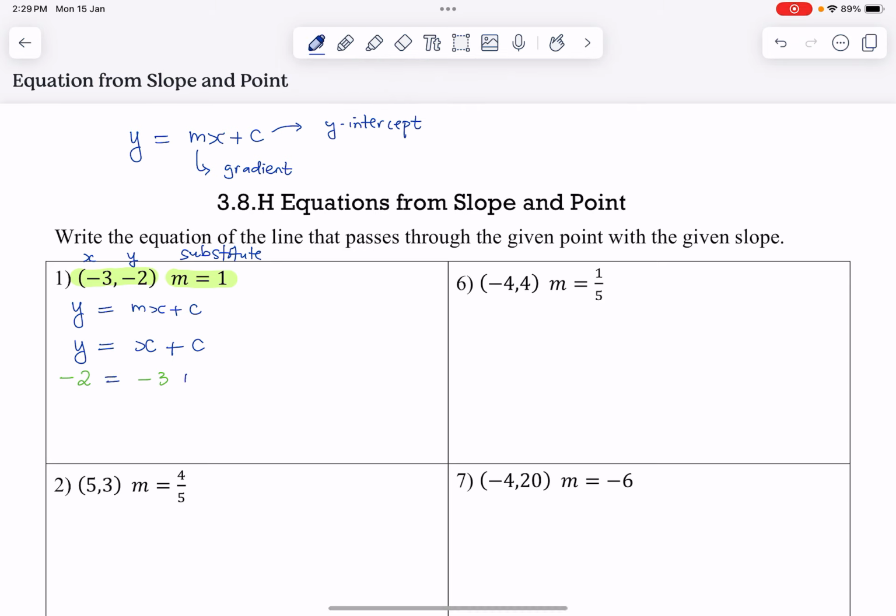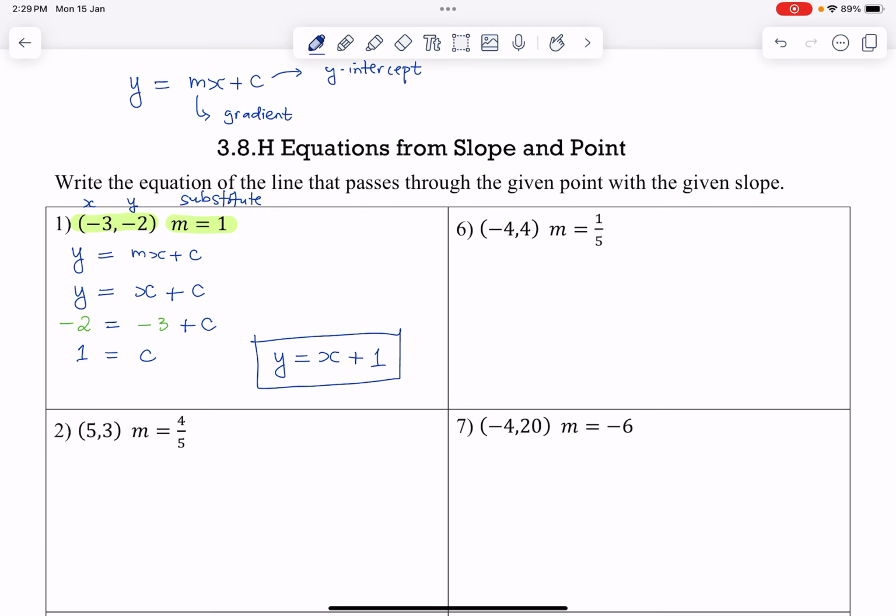Doing so, we can solve it for c. Adding 3 to both sides will give you c equals 1. So the only thing you have to do now is to write down the line equation. y equals mx plus c, where m is 1 and c is 1. So y equals x plus 1 is the answer to this question.